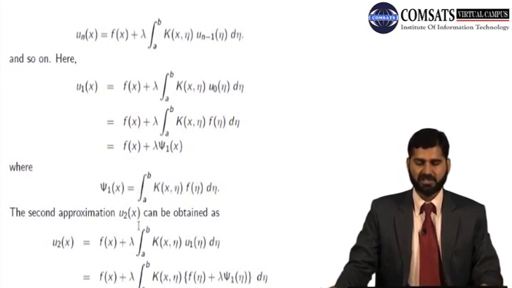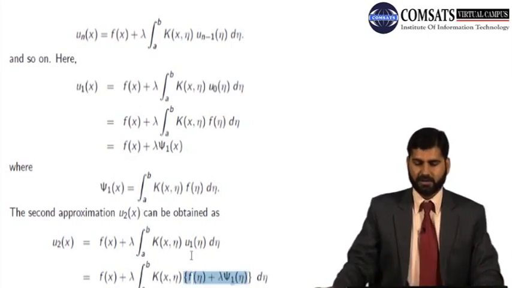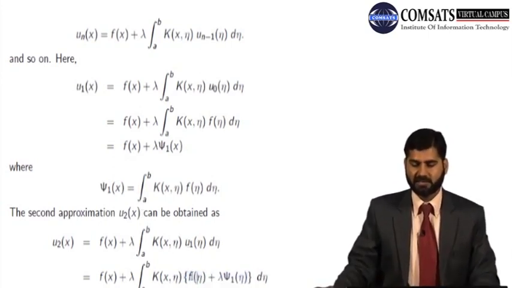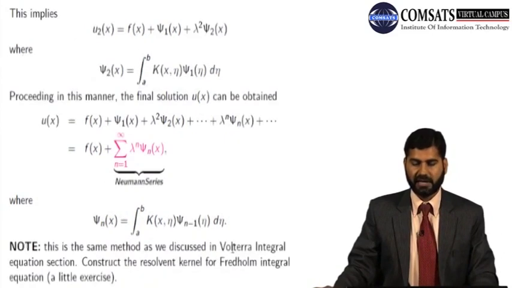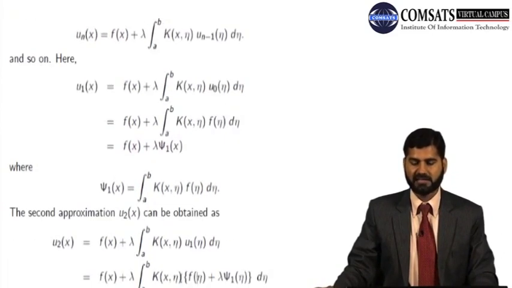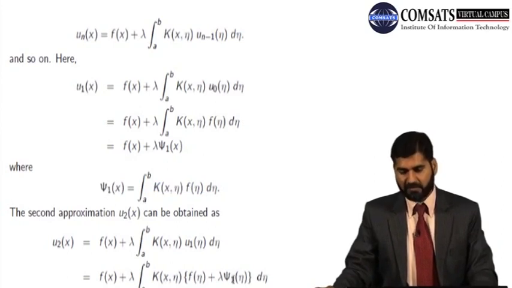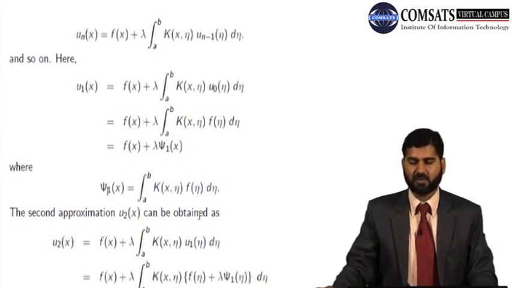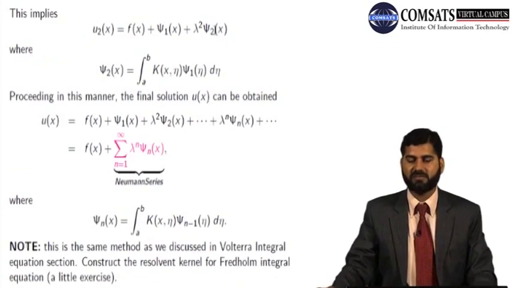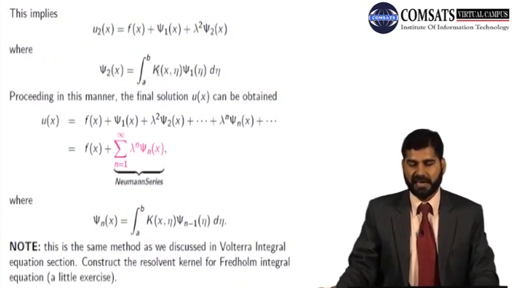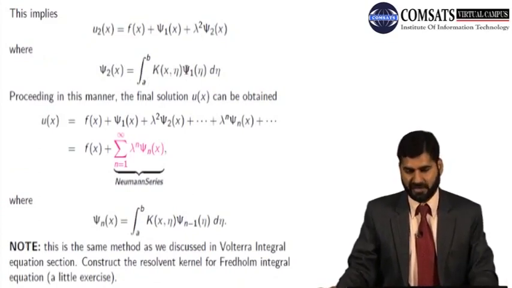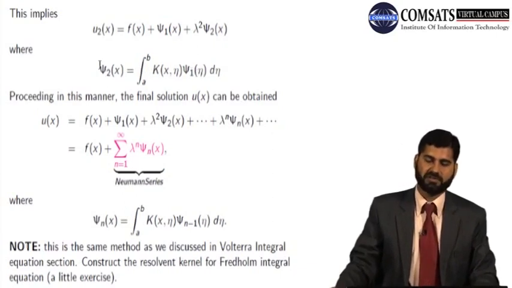The second approximation, u2, can be obtained as this. So if you replace u1 of eta by this one, we get this one, right? Here again, if we simplify it, what you get is f of eta, k of x eta, this is the same thing, f of x eta, k of x eta, this is psi1 of x. But when this is multiplied with psi1 of x, this is lambda square, all right, lambda square psi2 of x. So I call k, when k is multiplied by psi1 of eta, it gives you psi2 of eta.